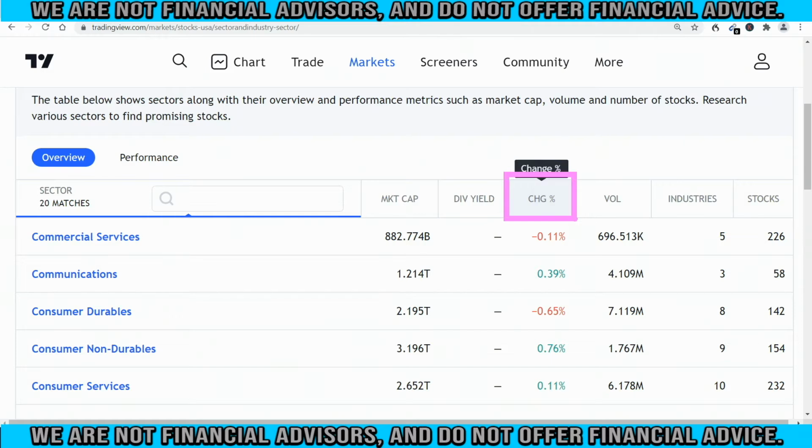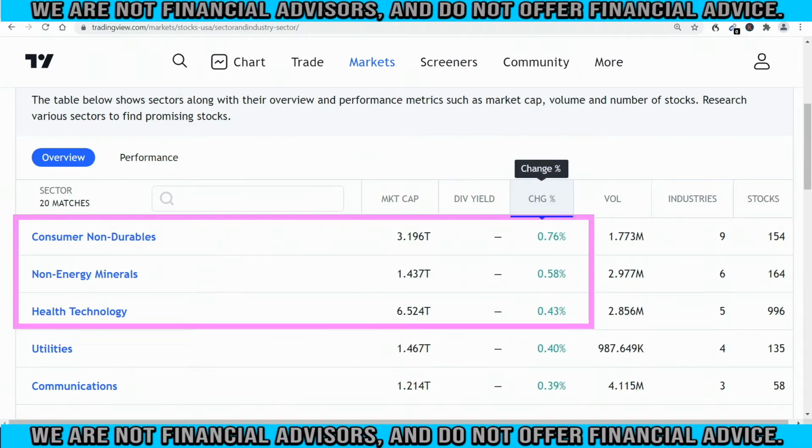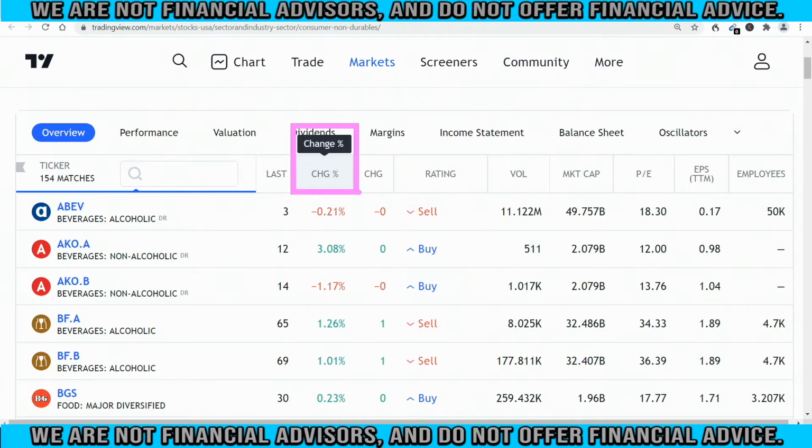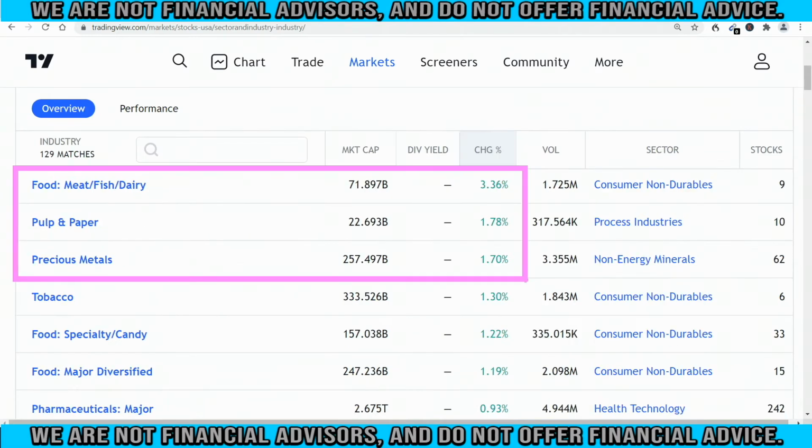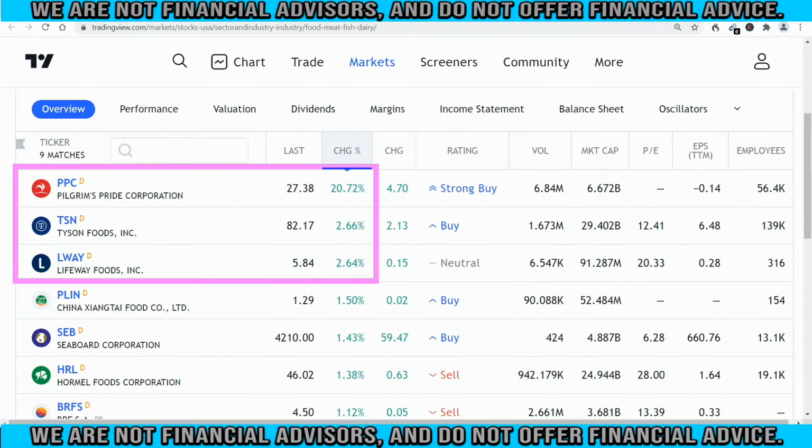I like to double click on percentage change, and this will tell me where the most money's going in the market today. With these being the top 3, double click, and here's the top 4 companies for this sector. Same way with industry, double click. Top 3 industries, big money's buying right now. Double click. Here's the top 3, but you can see this is under 5%.